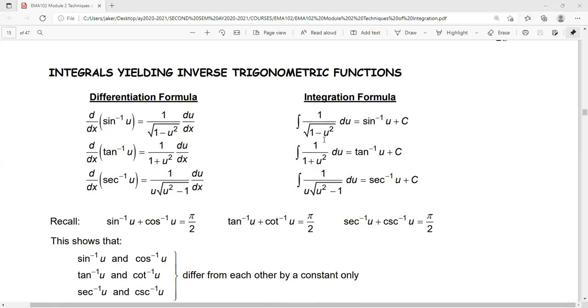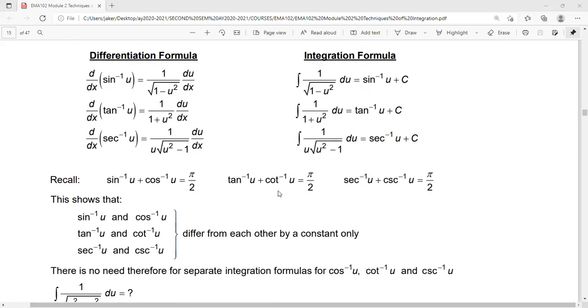So as long as the derivative of the u is present, then you can answer these particular inverse trigonometric functions if the denominators of these rational expressions are the way that they are written here. Now, recall, you have learned in your high school trigonometry that if you add the arc sine and the arc cosine, the answer is 90 degrees, or pi over 2. The same thing with the arc tangent and the arc cotangent. And the same thing with the arc secant and the arc cosecant.